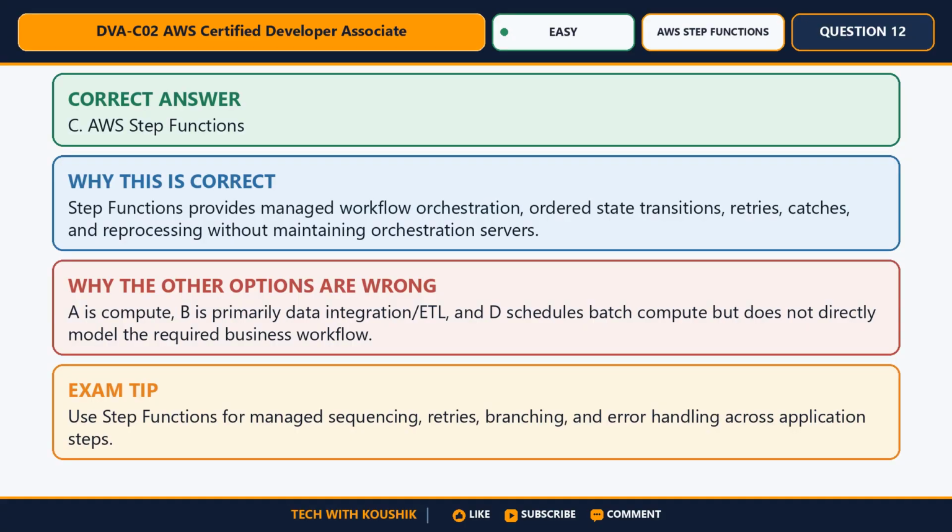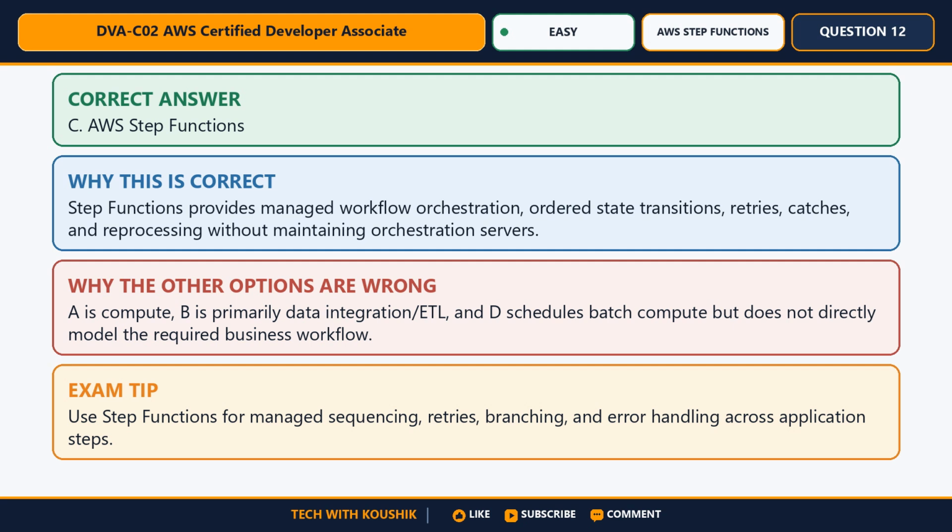The correct answer is C. AWS Step Functions. Here's why. Step Functions provides managed workflow orchestration, ordered state transitions, retries, catches, and reprocessing without maintaining orchestration servers. Why are the other options not correct?